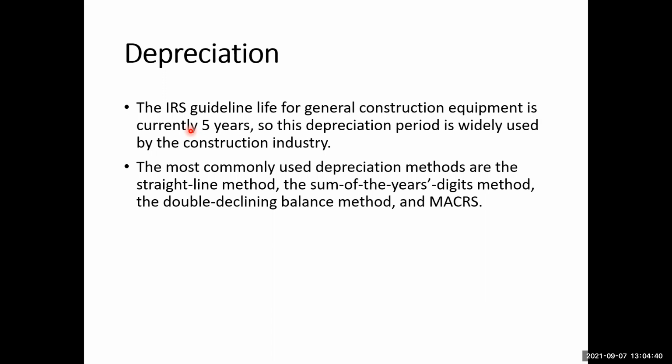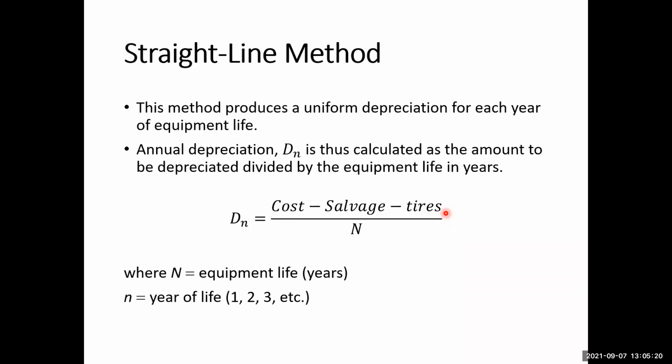So although the equipment may be used beyond that 5 years of life, in most cases the economic life for the equipment is generally considered as 5 years. So we take the same period for the depreciation purposes. Now there are various methods by which depreciation is calculated: the straight line method, the sum of the years digits method, the double declining balance method, and another method called MACRS. We will look at these methods one by one.